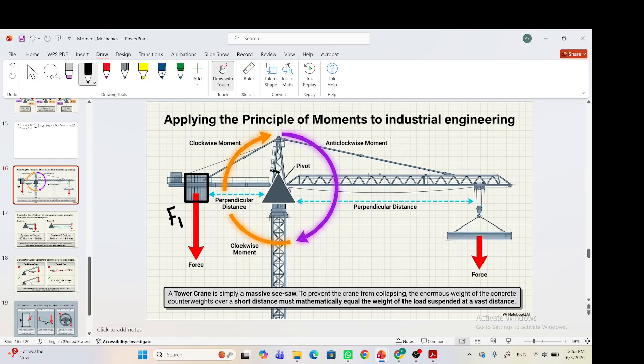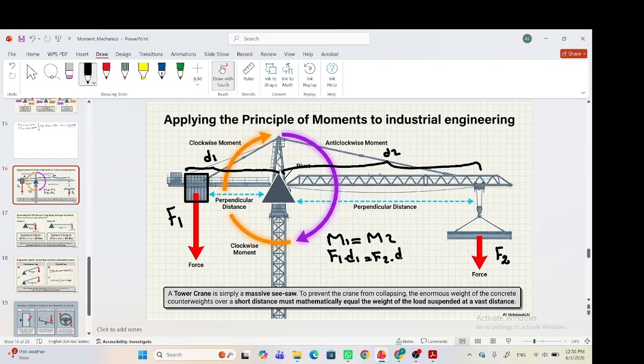And what is the distance from the fixed point? If we take the distance, for example, D1, and they usually put the force, the load that they want to lift from a lower position to a higher position. So if we put the name F2 here, then the distance will be D2. Okay, so they are using the same moment: M1 will be equal to M2, or F1 multiplied by D1 equals F2 multiplied by D2.